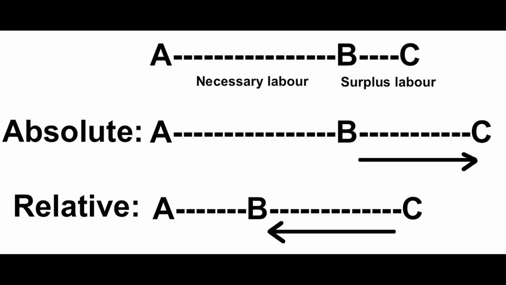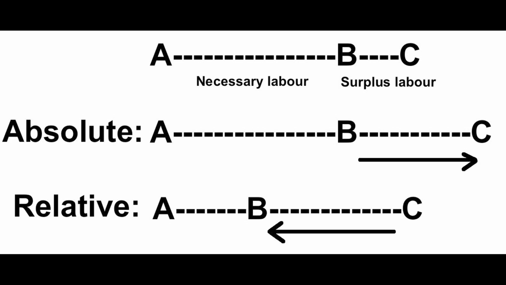Let's say we've got a line ABC, which represents our working day. Let's say that the line AB is the necessary labour and BC is the surplus labour. Absolute surplus value would be if we were to lengthen the line BC so that the whole line from A to C would be longer overall. Relative surplus value is produced not by lengthening the working day, but by changing the proportion of necessary labour to surplus labour, which would consist in moving point B towards point A.